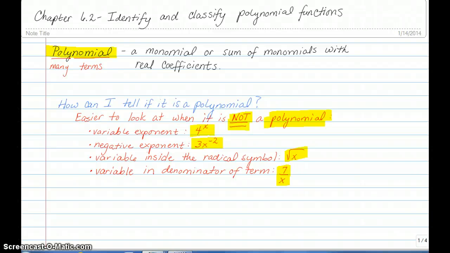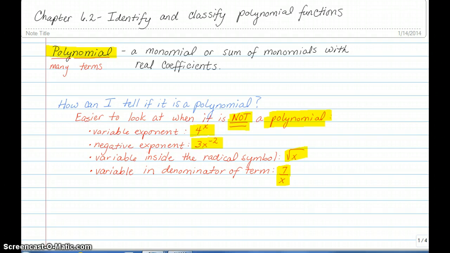This is the first recording for chapter 6.2. We'll be identifying and classifying polynomial functions. A polynomial, which poly means many and nomial means terms, a polynomial is a monomial or a sum of monomials with real coefficients. That's the formal definition.